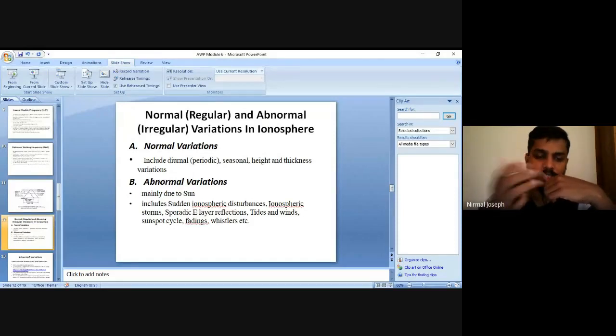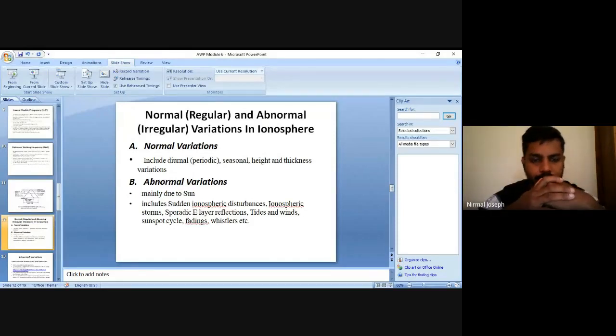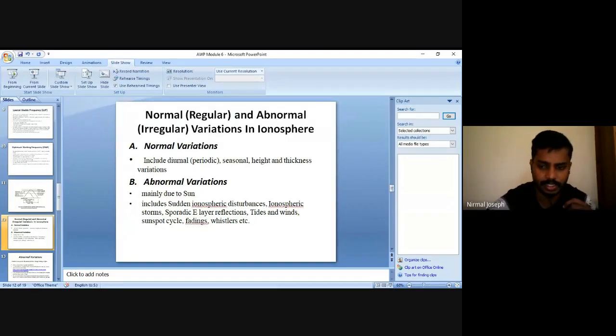All these variations are occurring due to the sun, mainly. In abnormal variations, it includes sudden ionospheric disturbances, ionospheric storms, sporadic E-layer reflections, tides and winds, sunspot cycle, fadings, whistlers, etc. I think almost 11 abnormal variations are there. So we have to see one by one.